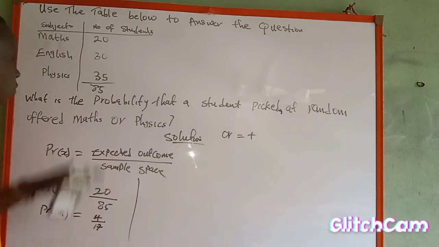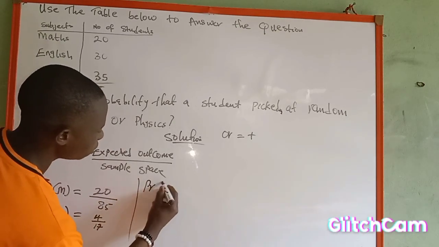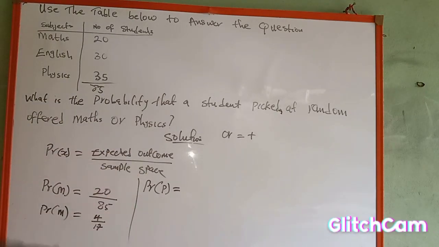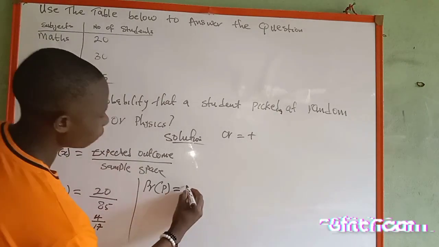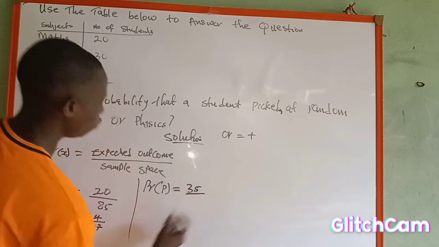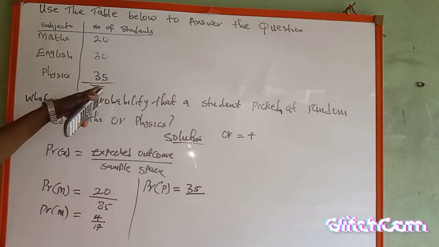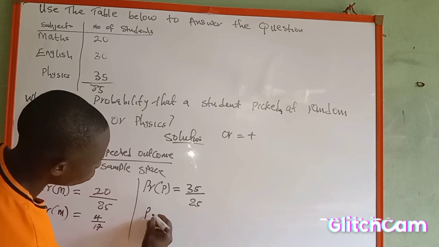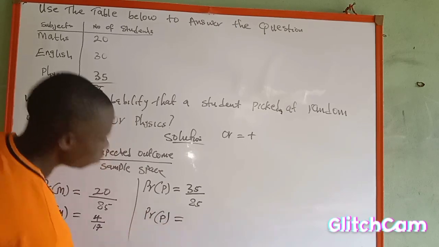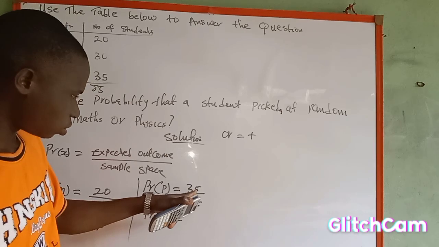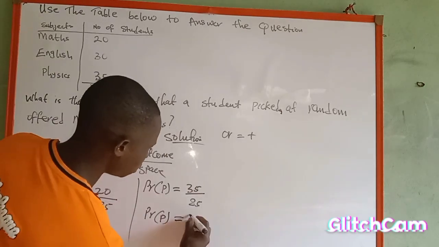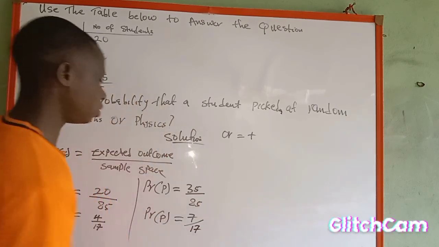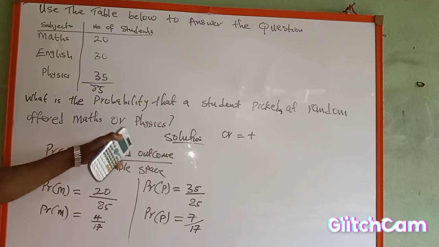So let us look for the one of physics. So probability of physics will be equal to the expected outcome of physics, which is 35, all over the sample space, the total number of students, which is 85. So let me reduce the fraction. Probability of physics will be equal to 5 into 35 is 7 times, and 5 into 85 is 17. And the question says maths or physics.